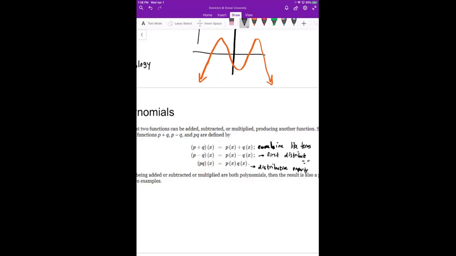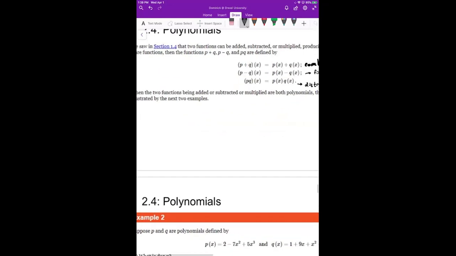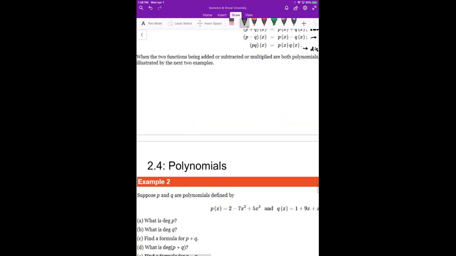Now, in the next section, we'll talk about rational functions, and that's what would result when you divide two polynomials. Of course, if you take two polynomials and you divide them, you don't necessarily end up with a polynomial again.